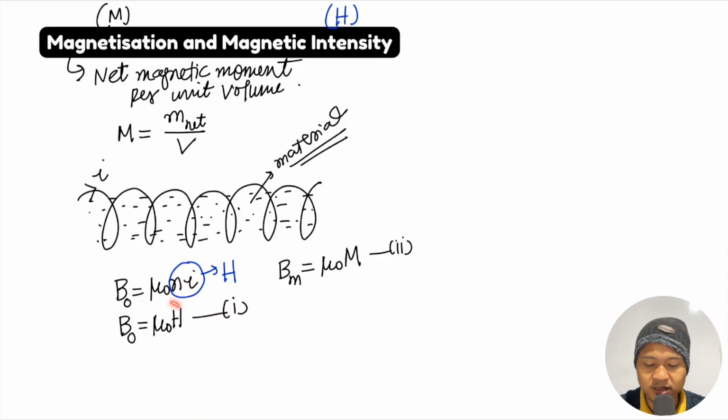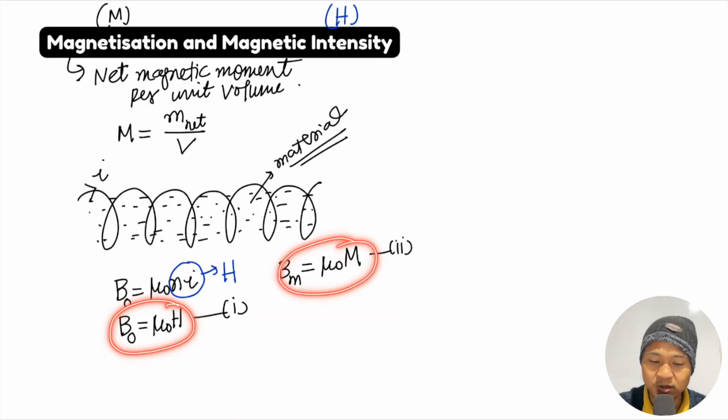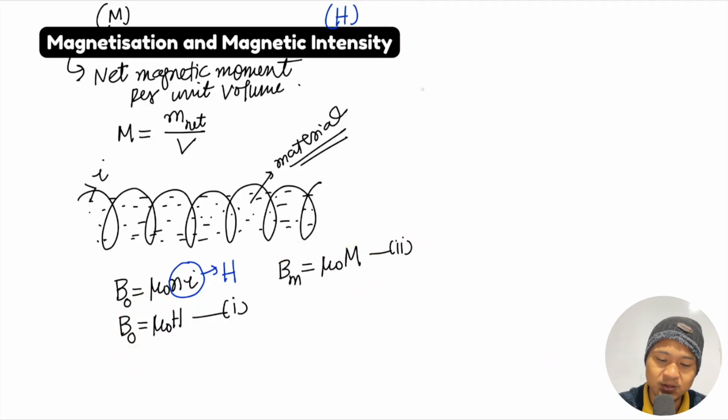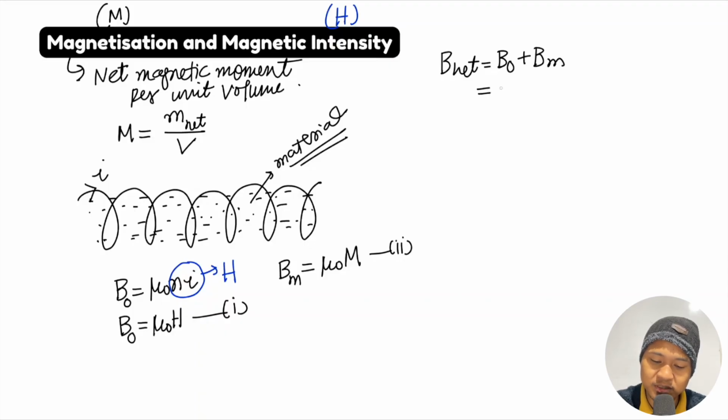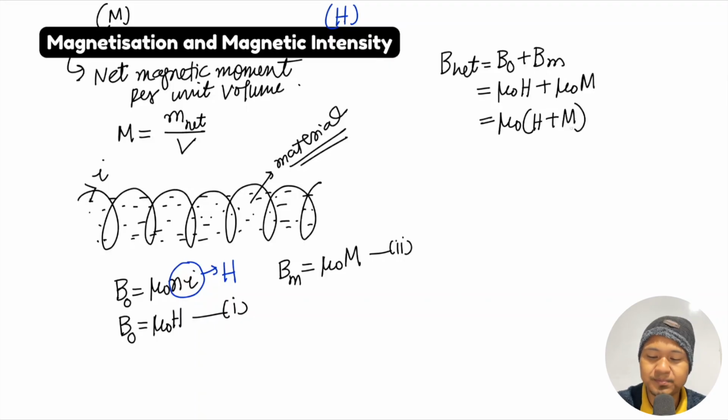Due to the current you have mu naught into H. Due to the magnetic material you have mu naught into M. So the net B inside will be B naught plus BM, which is mu naught into H plus mu naught into capital M, which is mu naught into (H plus M). Okay.